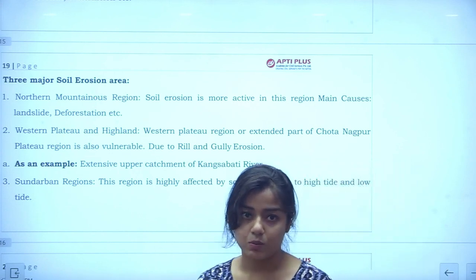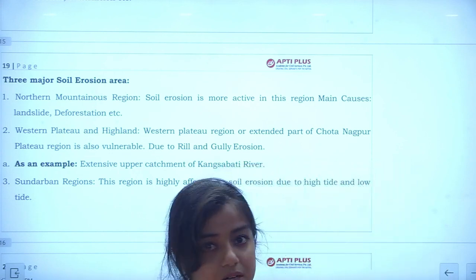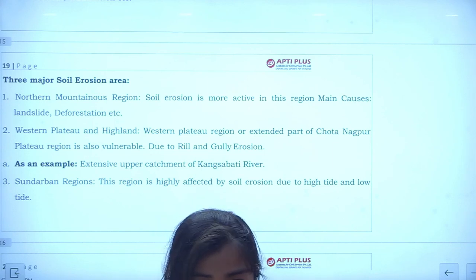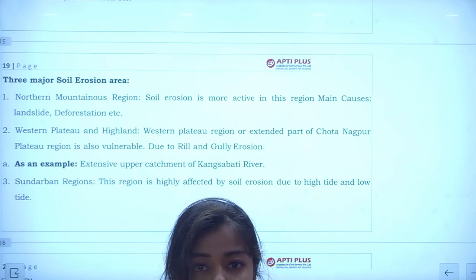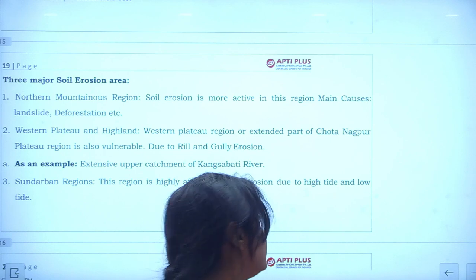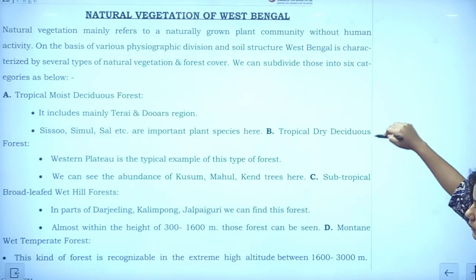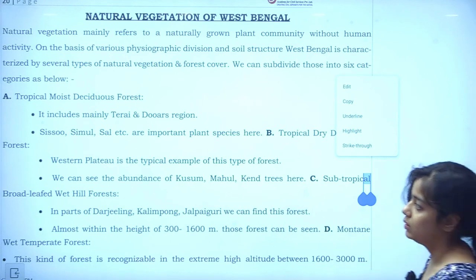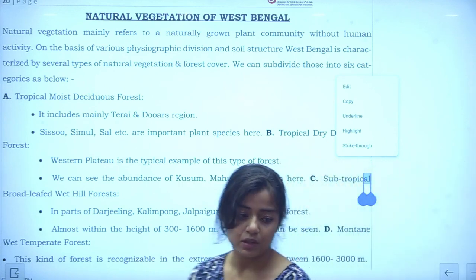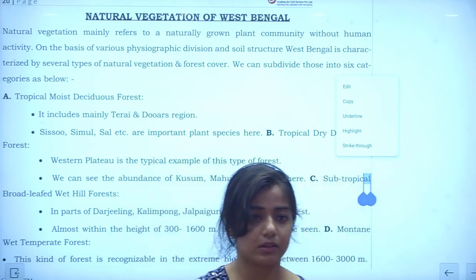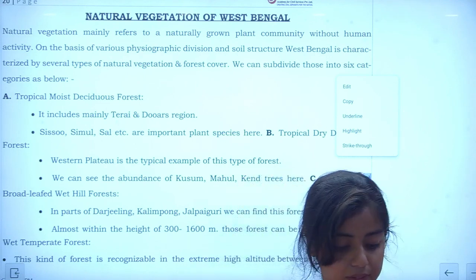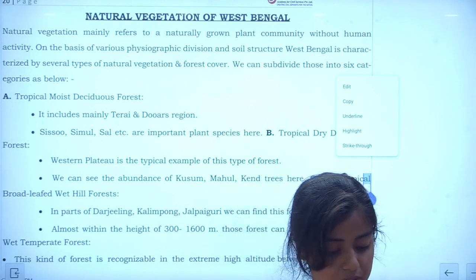In West Bengal, the areas where we generally find soil erosion are written in the PDF. You can see it. Please study this part, just go through it. Now we come to natural vegetation. I had the map of natural vegetation, but somehow it's not here.